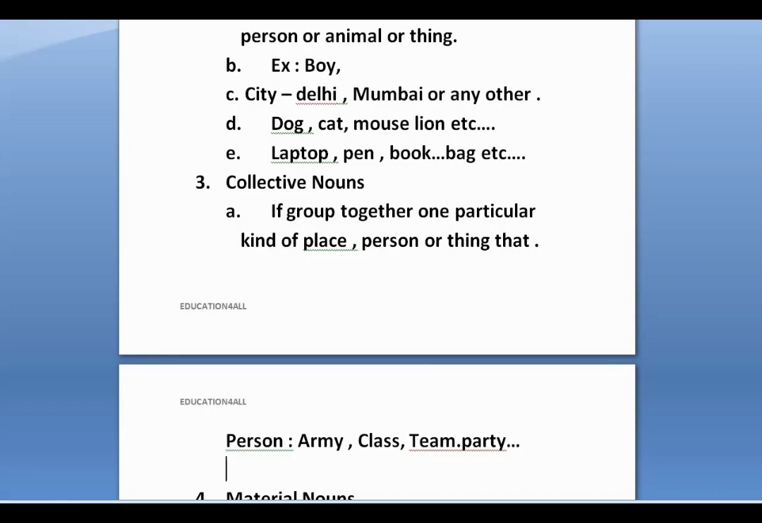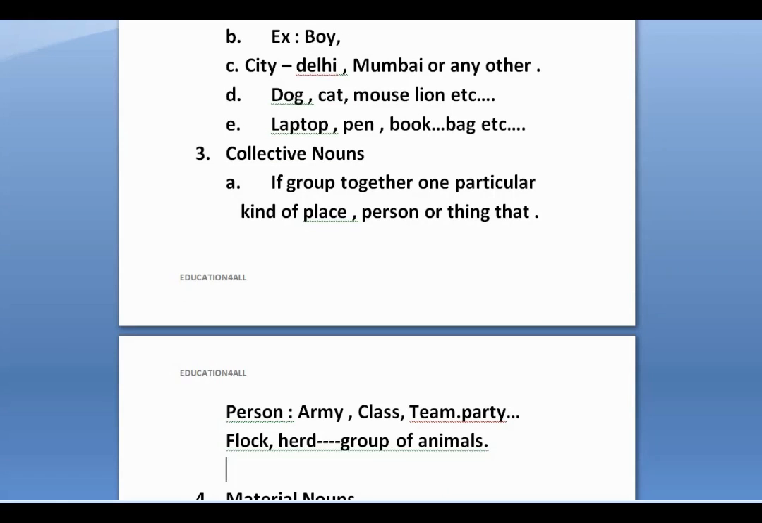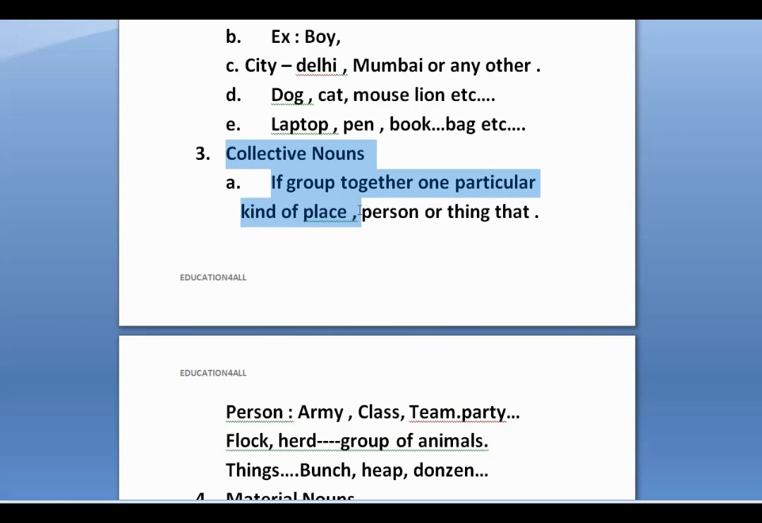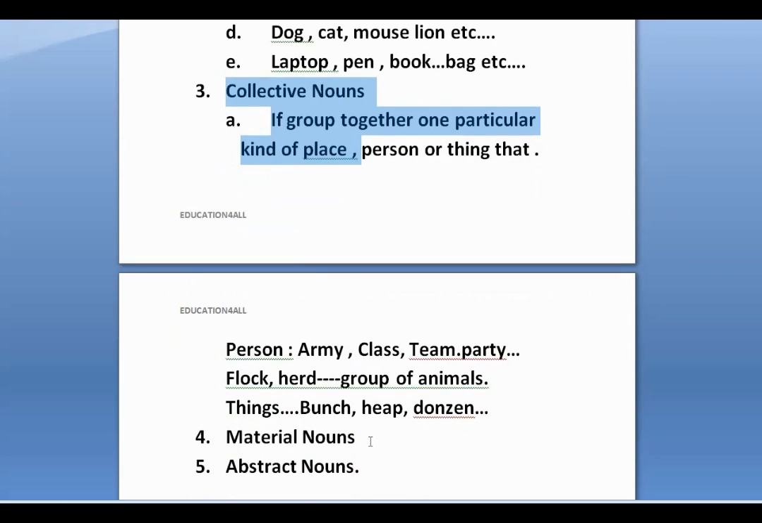So if I take an example of animals, like flock, right? Herd. So this is representing a group of animals, right? So they come under the collective noun category. If I talk about things, then bunch, heap, dozen, and you can think of more examples as well. I hope you have understood collective noun. We can define it as the name of a group or a collection of one kind of person, animal, or thing is called a collective noun.